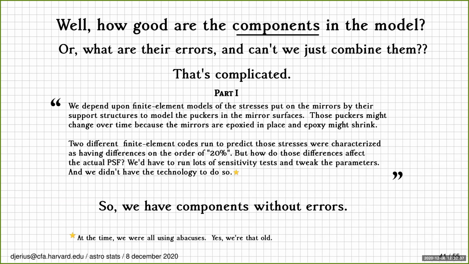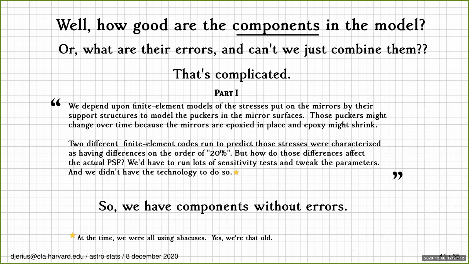One of the things we have, for instance, is a finite element model of the stresses put on the mirrors by their support structures. And over time, those stresses can change because the mirrors are actually epoxied to the support structures. Now, back 30 years ago, they ran a couple of models, but the models disagreed with each other too, and the engineers told us, well, they're about 20% different. At that time, we couldn't run sensitivity models to see how that actually affected the image.